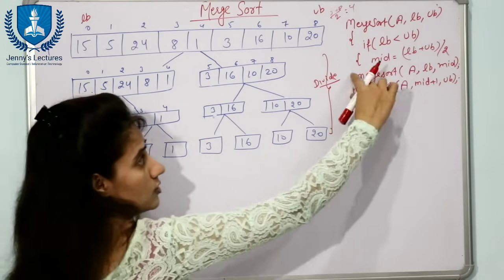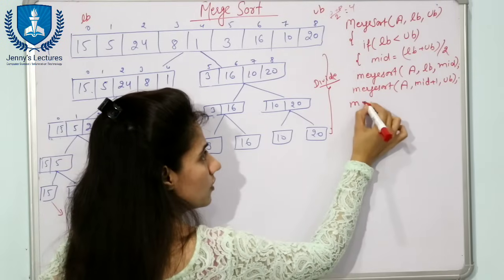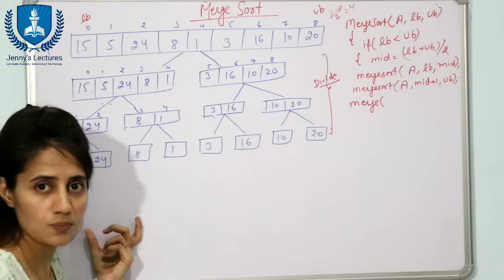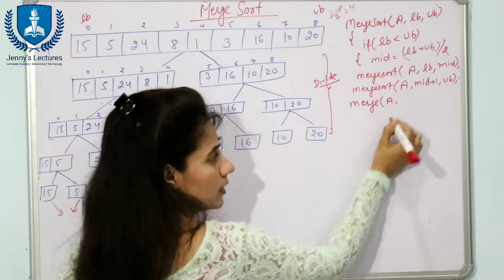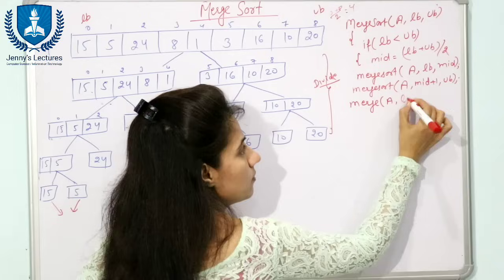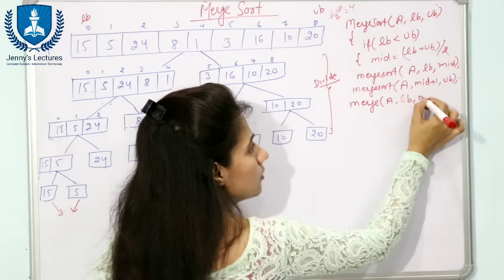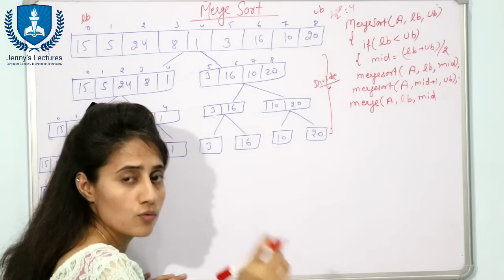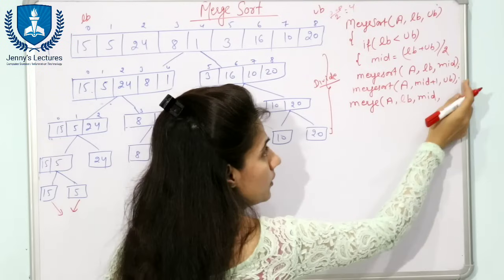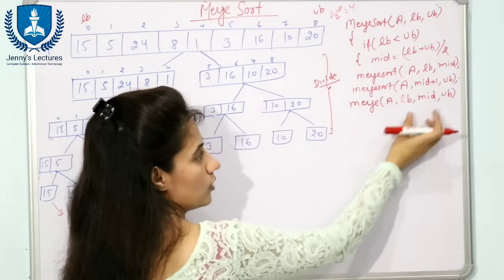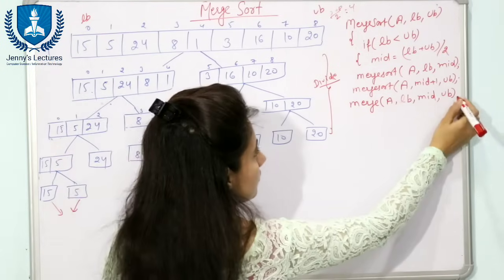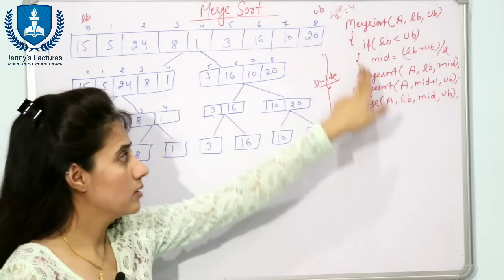Fine. So after this merge sort, next is what? A method, that is merge. We are going to merge these arrays. Now in merge we are going to pass, in array A we are going to merge these 2 halves. One half is from lower bound to mid, and another is from mid plus 1 to upper bound. So you are just going to pass these parameters, lower bound, mid and upper bound. Fine. So this is the merge sort.